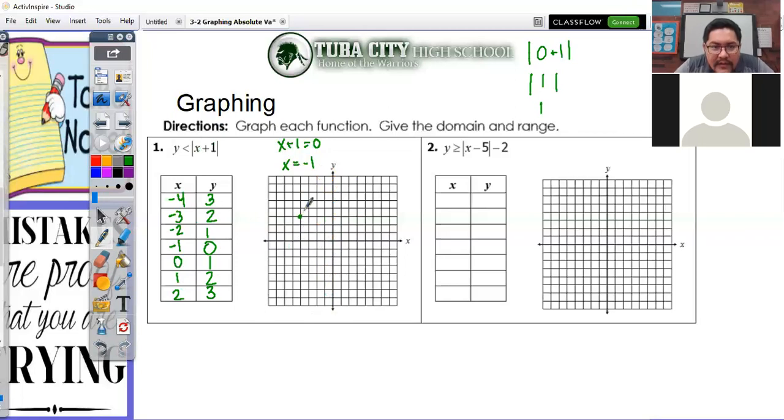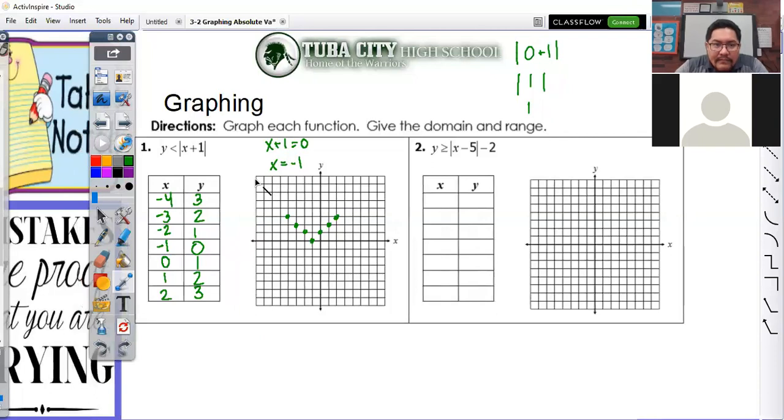So -4, up 3. So we're graphing that first point here. Next one's going to be negative 3, up 2. So back 3, up 2. Negative 2, up 1. Negative 1, 0. 0, 1. So 0, 1 is going to be right there. Over 1, up 2, and then over 2, up 3. And there you go. We have a nice symmetrical V shape. Because remember yesterday we were saying that you need a V shape in your graph.